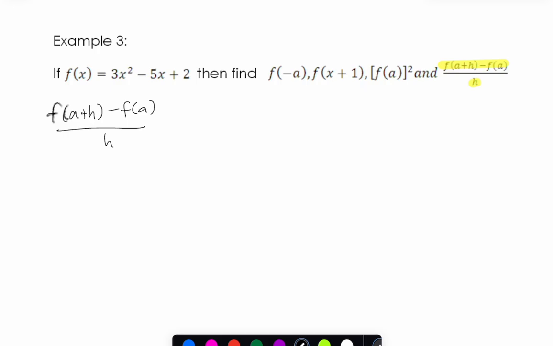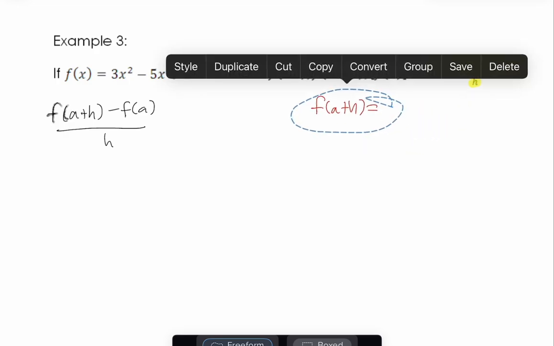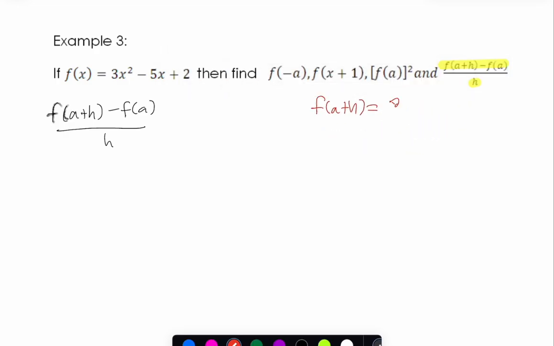Okay, so I'm going to do, to the side, f of a plus h, and I will definitely need more room than that, so let me scooch that over. So f of a plus h is 3 times (a plus h) squared minus 5 times (a plus h) plus 2. Now, a plus h, when we square it, if you want to write to the side (a plus h) times (a plus h), you can. When you square that, you get a squared plus 2ah plus h squared.